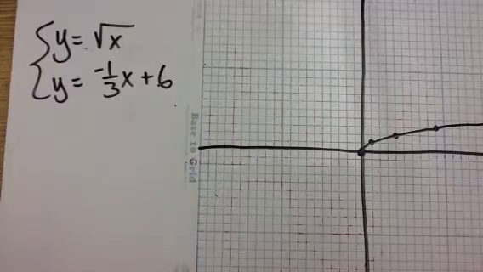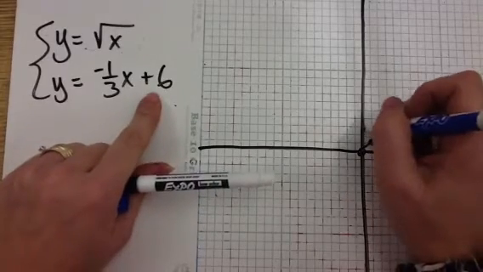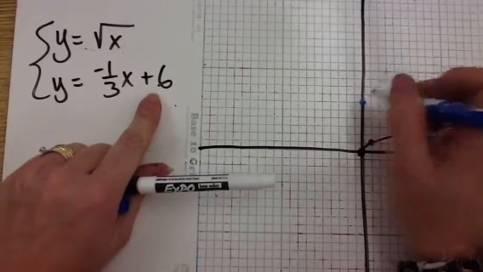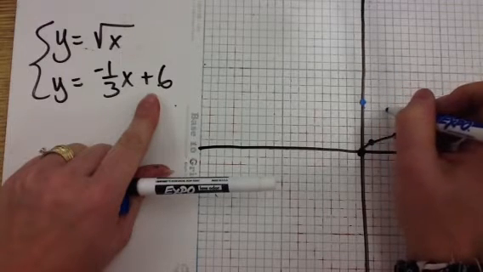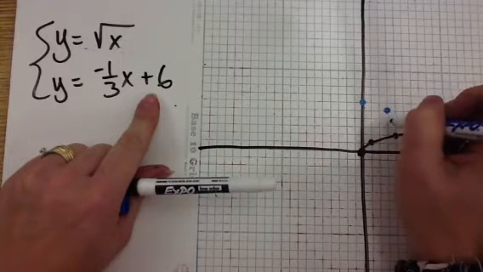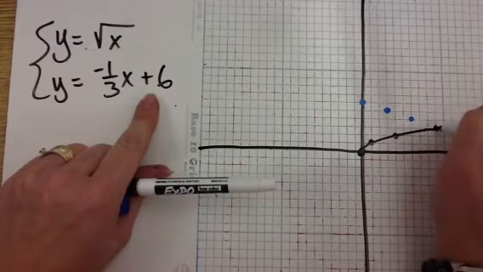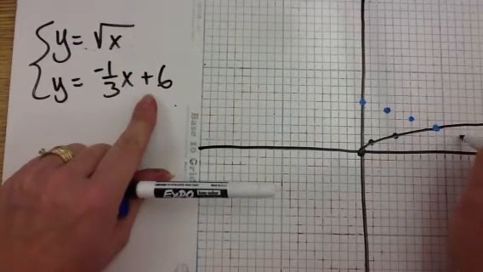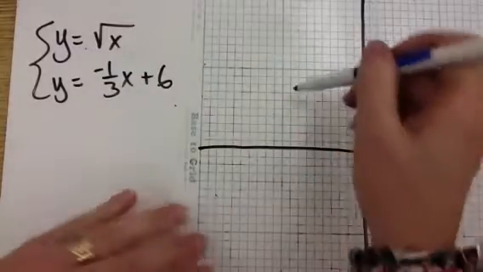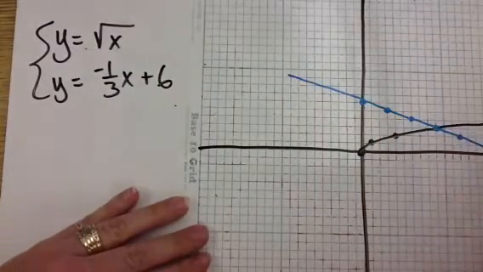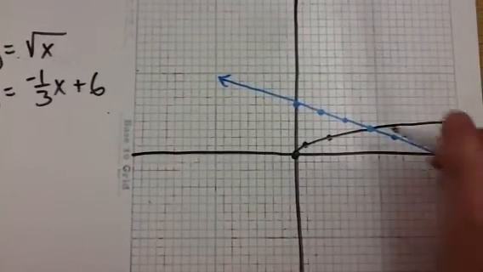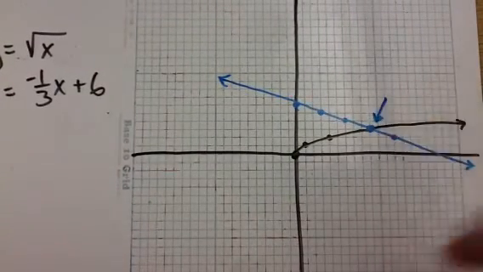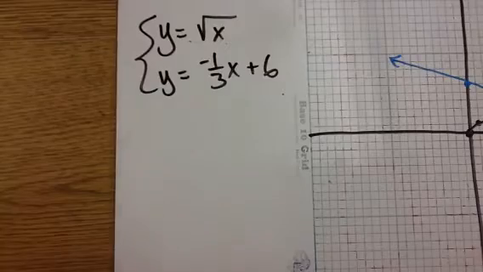And the other equation is a line, has a y-intercept at 6, and a slope of negative 1/3. So over 1, down 1/3, down 1/3, down 1/3, down 1/3. So there's my line. So it looks like I have a solution right here. Let's look at the algebra here.